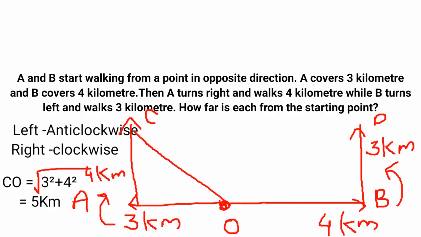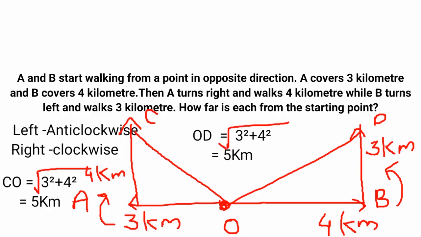Similarly, the starting point of B is at O and the finishing point is at D. So, how far is B from the starting point? It is the distance OD. OD can be calculated using Pythagoras theorem. So, we will get OD is equal to root of again 3 square plus 4 square. So, root of 25, that is 5 km.